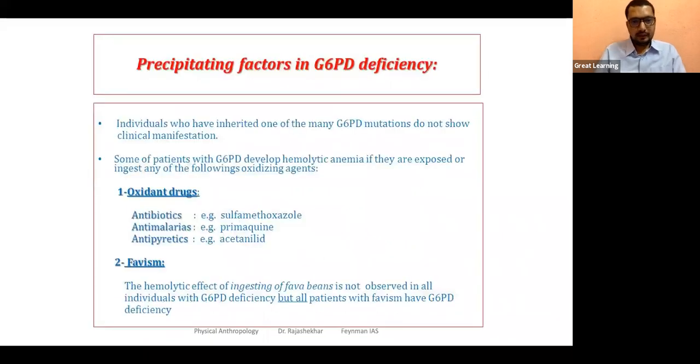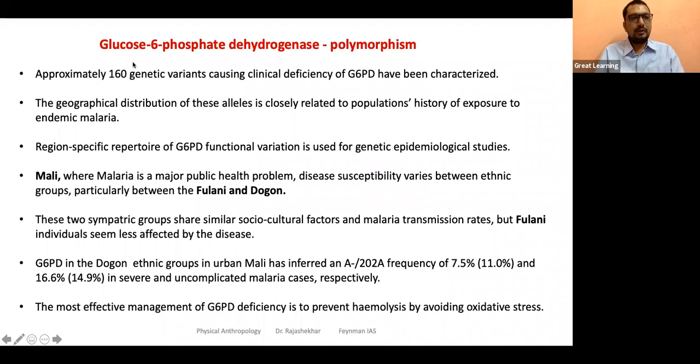So yes, I think we'll not talk about this drug. Some drugs in combination with G6PD deficiency can make it more difficult. But okay, I think we will skip that component.